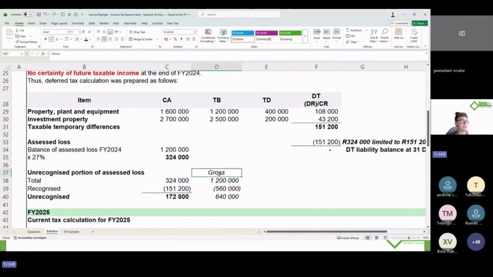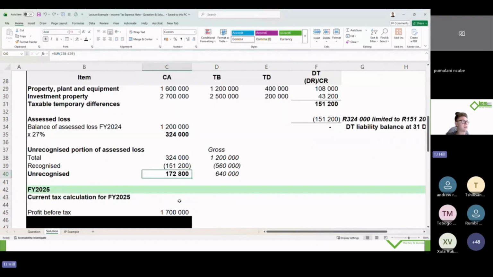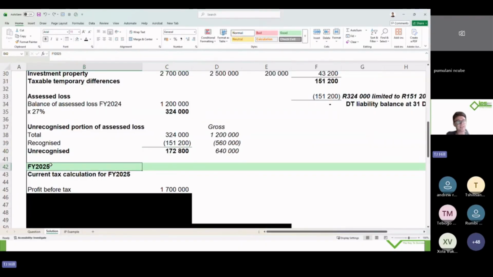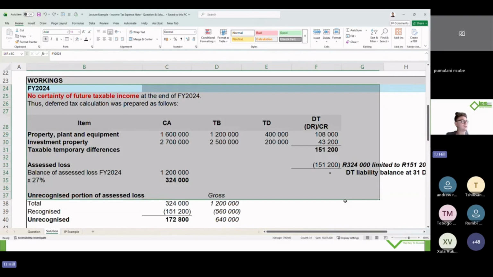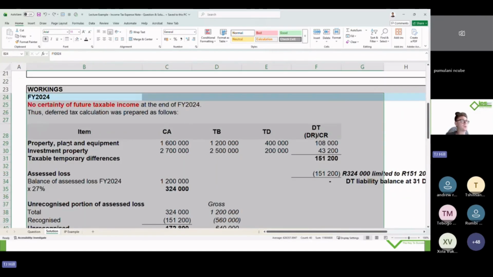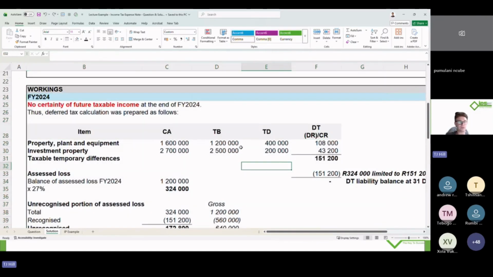Okay, this gross here I'm just showing doesn't mean that it is gross. It means that it is the total before the tax. That's the full assessed loss. If you had to gross it up, it would have been 560. Okay, and the 640 is the unrecognized portion. Okay, the first thing you do, this is just illustrative. You don't have to do all of this because I've already done the calc for you. I'm just showing you what did happen last year.